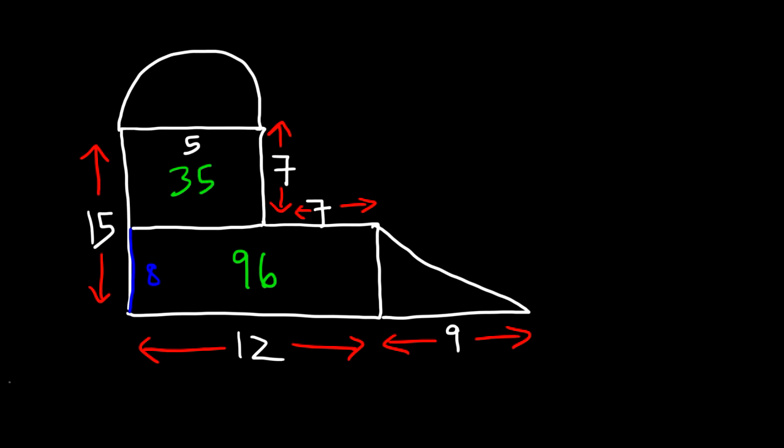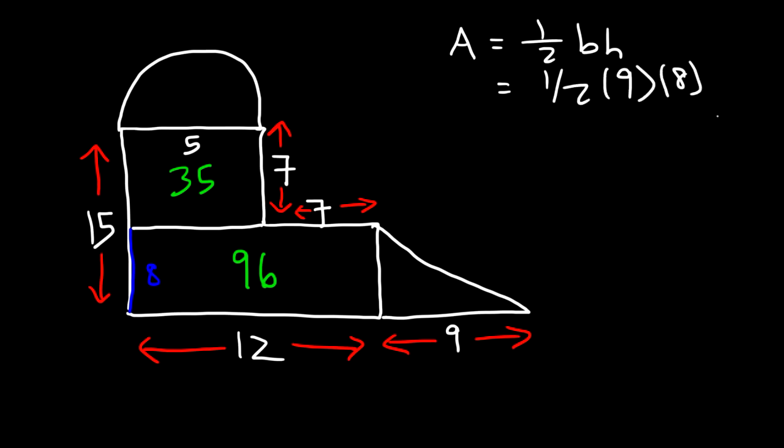Now we can find the area of the triangle. It has a height of 8 and a base of 9. So the area of a triangle is 1/2 base times height. So that's 1/2 times 9 times 8. Half of 8 is 4. 4 times 9 is 36. So the area of the triangle is 36 square units.